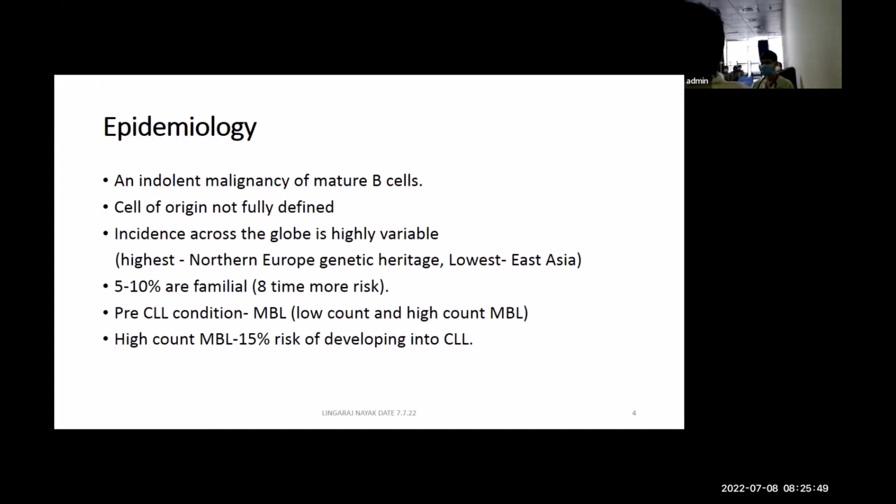And why is it important to know? Because these patients who have high count MBL have a similar risk of developing autoimmune complications and a similar risk of developing second malignancies. So that is the reason why high count MBL is something which we should know.